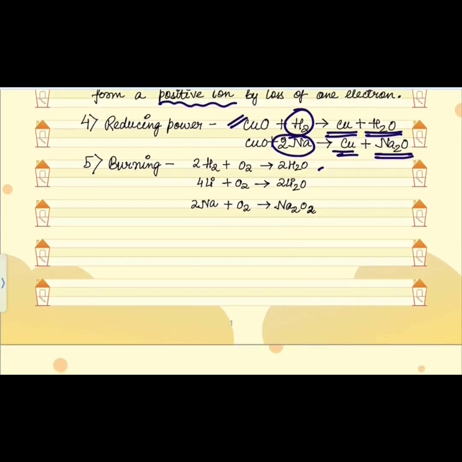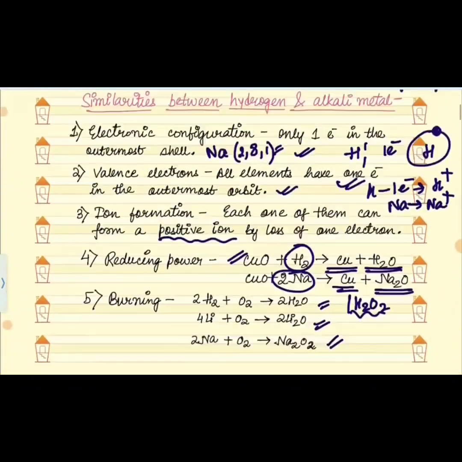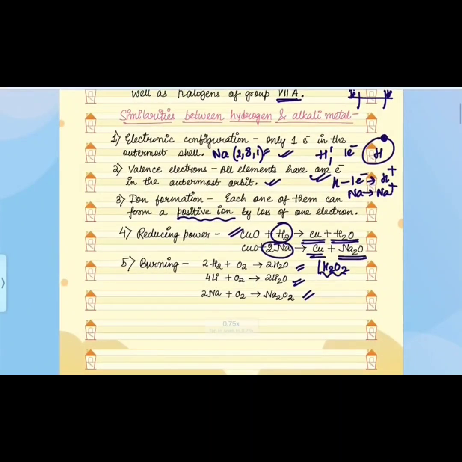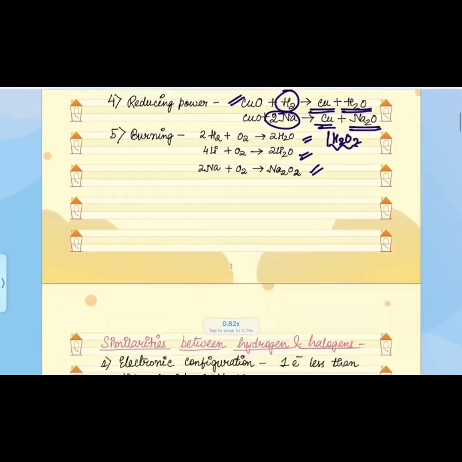Burning: hydrogen burns in oxygen to form water. Lithium also forms Li2O. Sodium also forms sodium peroxide. H2O2 is also possible, which is the peroxide version of hydrogen. So these are quite similar properties between hydrogen and the alkali metals.